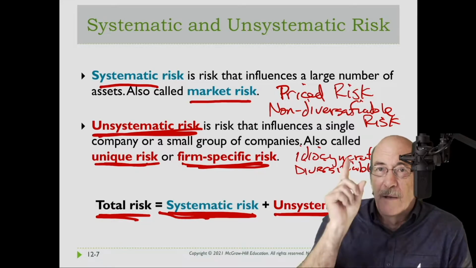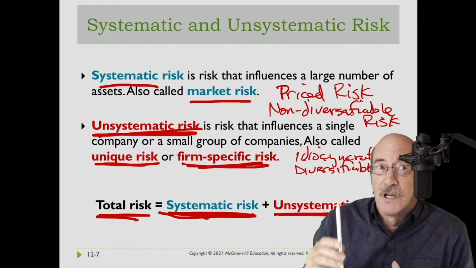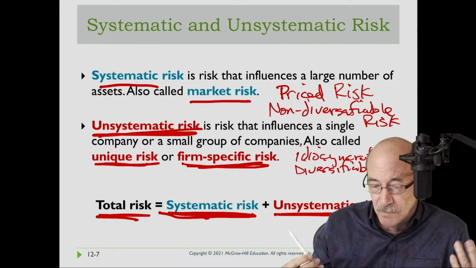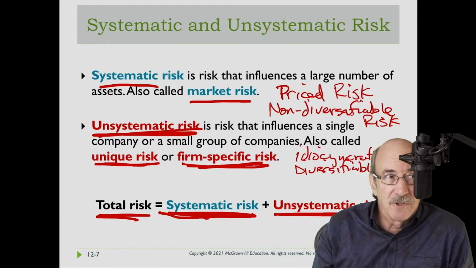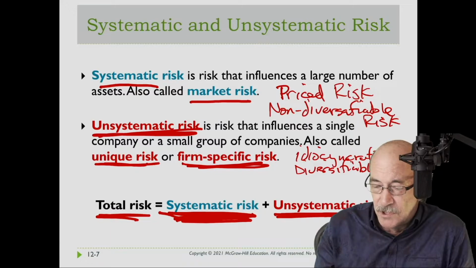So when we're talking about a single company, it has a total risk of some amount, and that's going to be stated in standard deviation terms. But there are two components to that risk. One of them we term systematic risk, and the other we term unsystematic risk.